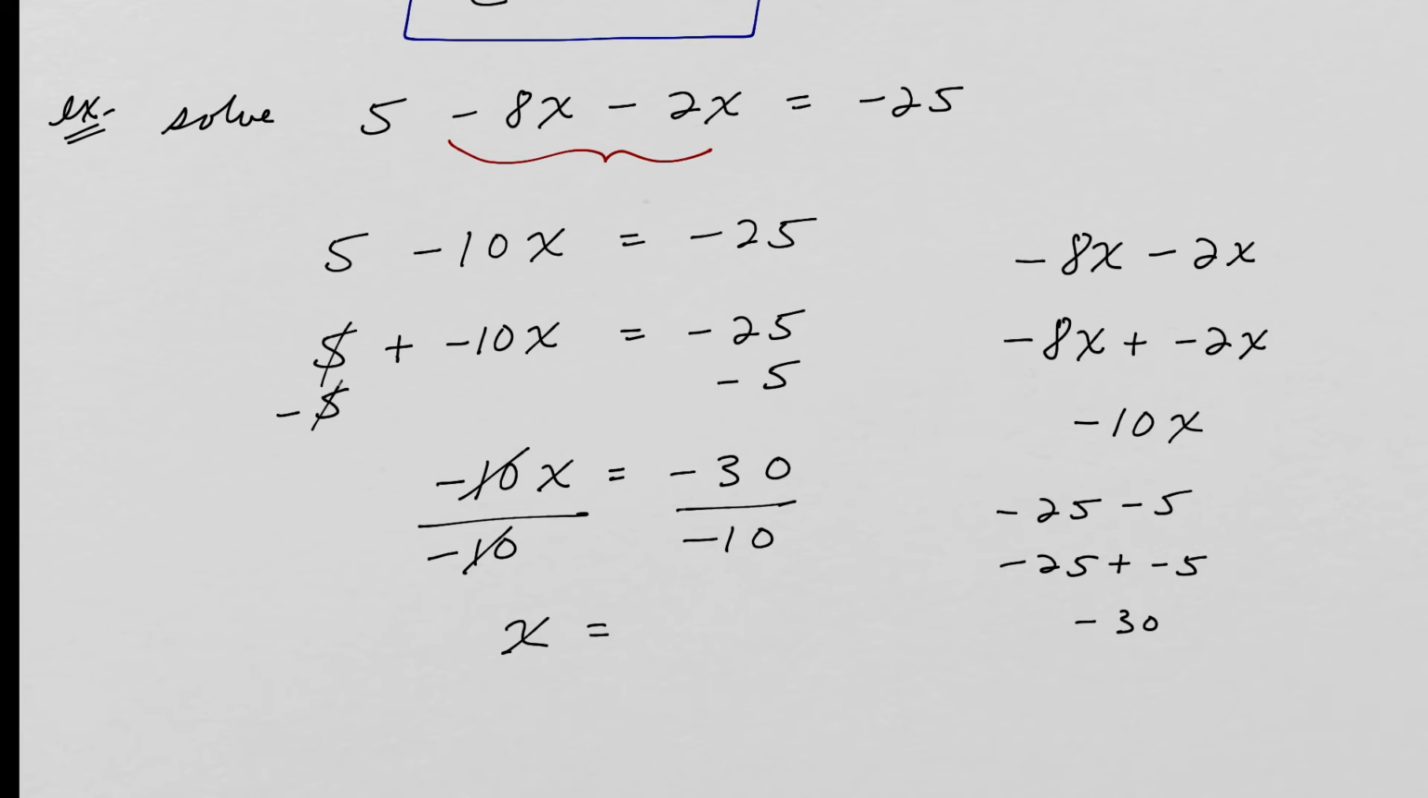Well, 30 divided by 10 is 3. And remember, a negative divided by a negative is positive, right? If it's the same sign, it's positive. So this is going to be a positive 3. And that's my answer. So it should be x is equal to 3.